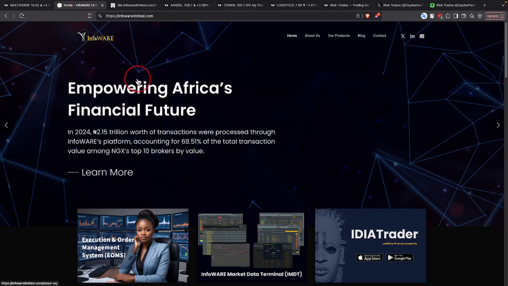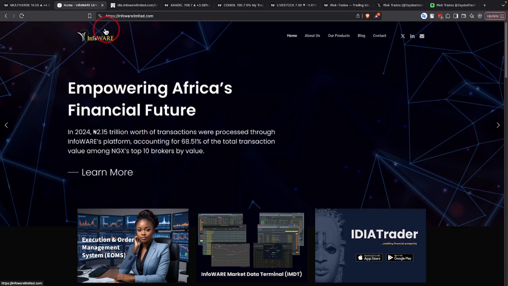So let's just head right into it. We're going to be talking about a tool called Infoware. I'll drop the link right at the description. And what is it actually? So you can see it literally processes the Nigerian stock market information. So it's used for market data. For the longest time, it's been used for market data.